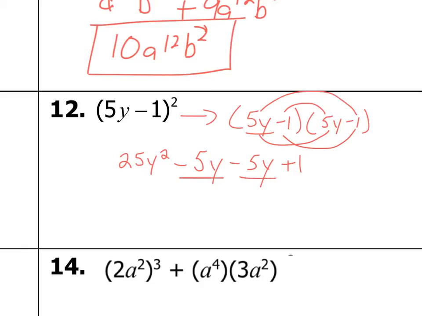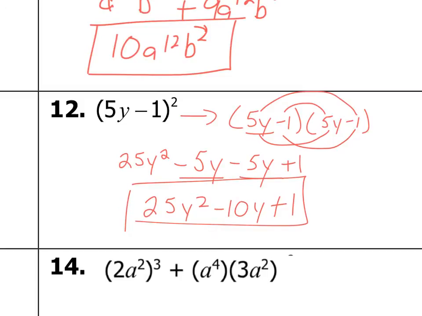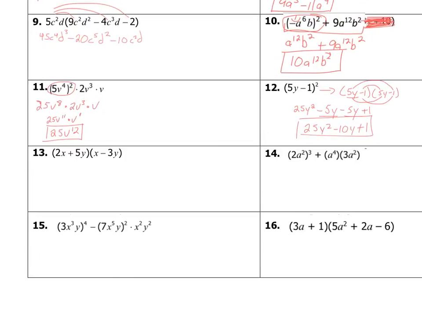So we have negative 5y and negative 5y, which would make negative 10y. So this would be 25y squared minus 10y plus 1. This will be your final answer. And this would be a second degree trinomial.